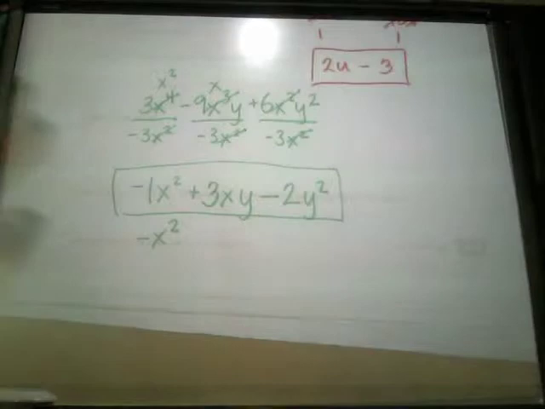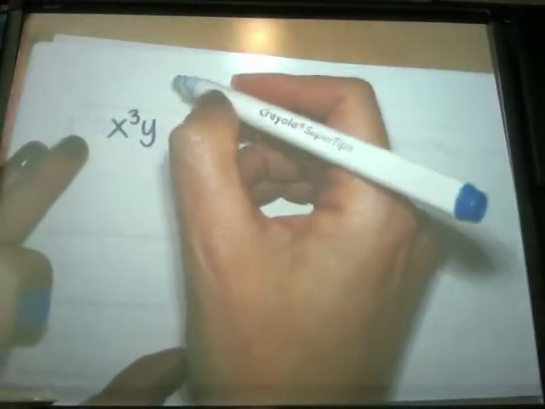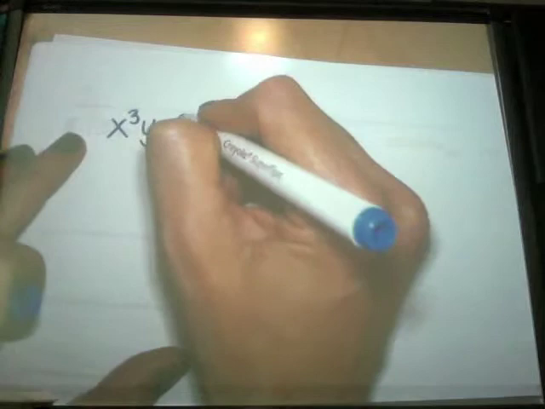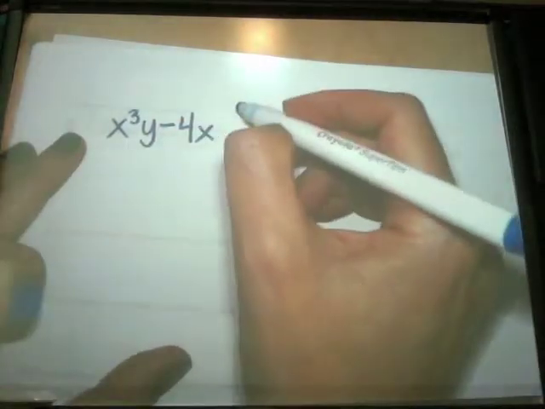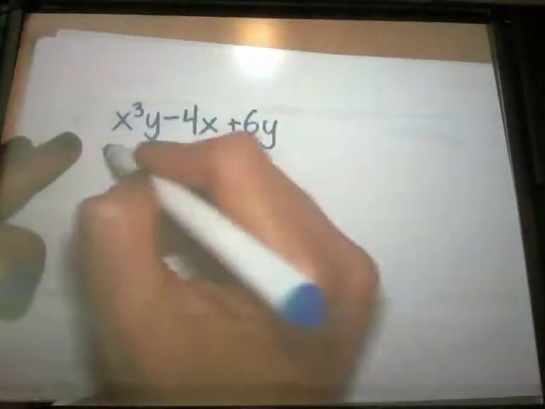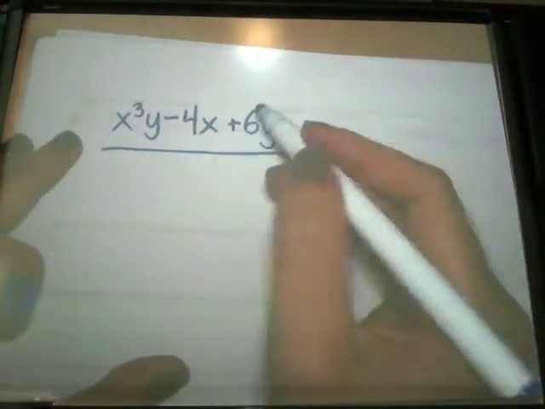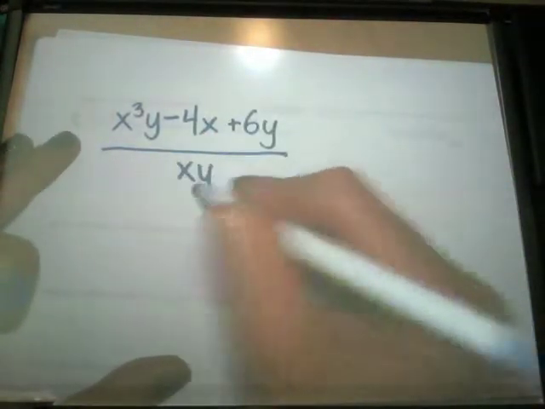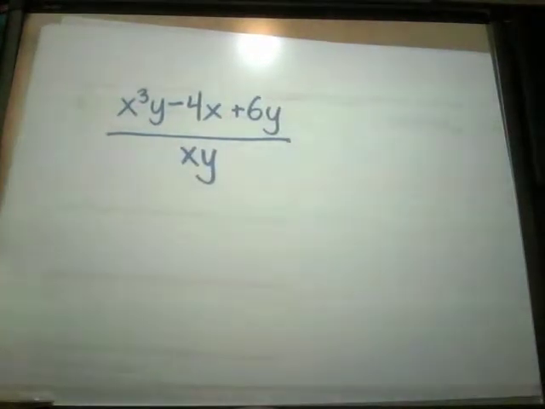Okay, let's do one more. And now I will try to show you a little shortcut. However, if you tend to make small detailed mistakes, just the tiny details, then you may not want to take the shortcut. X cubed y minus 4x plus 6y. Again, your book is going to show it all being divided by 1 denominator.